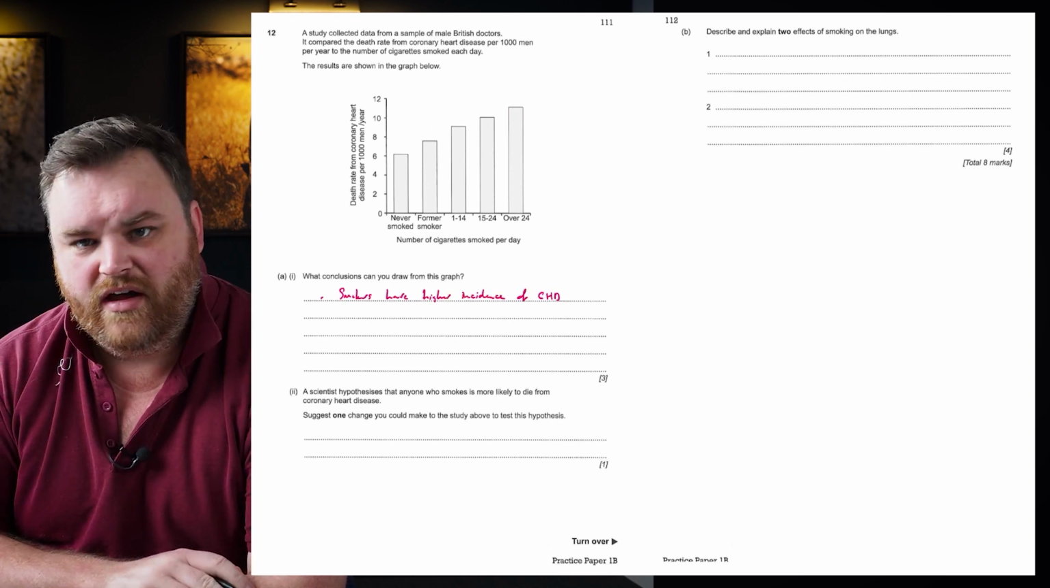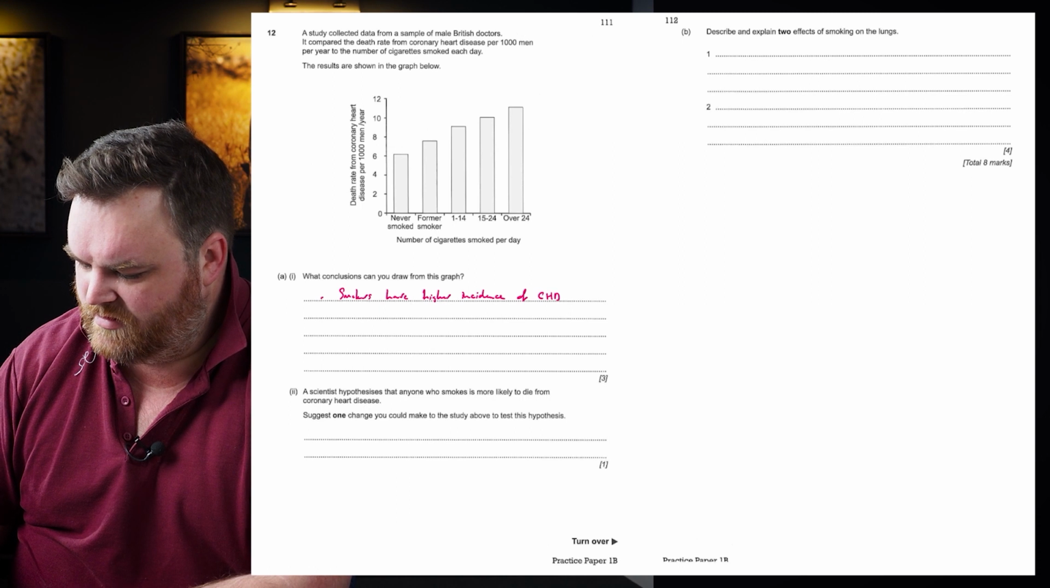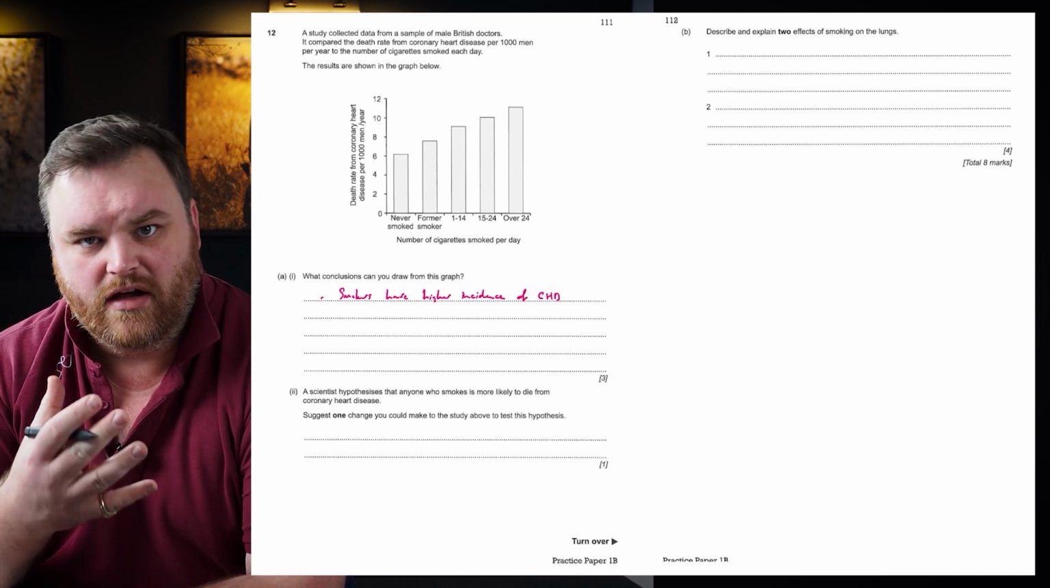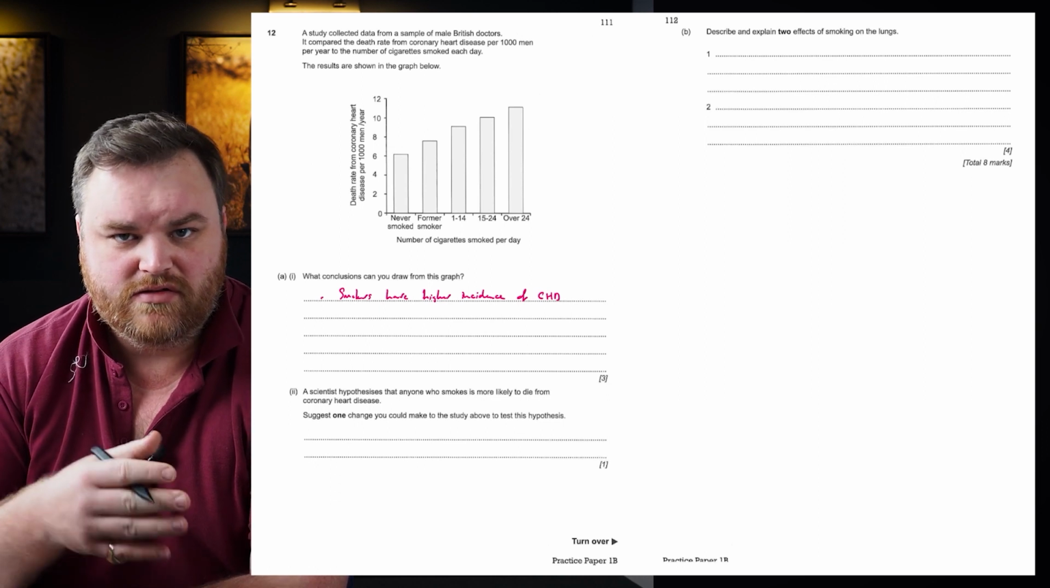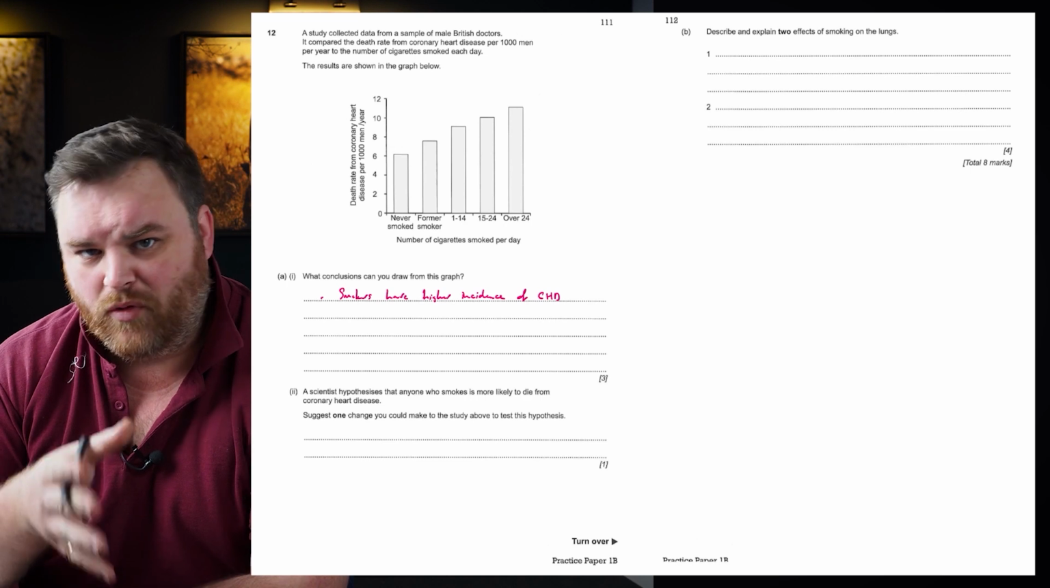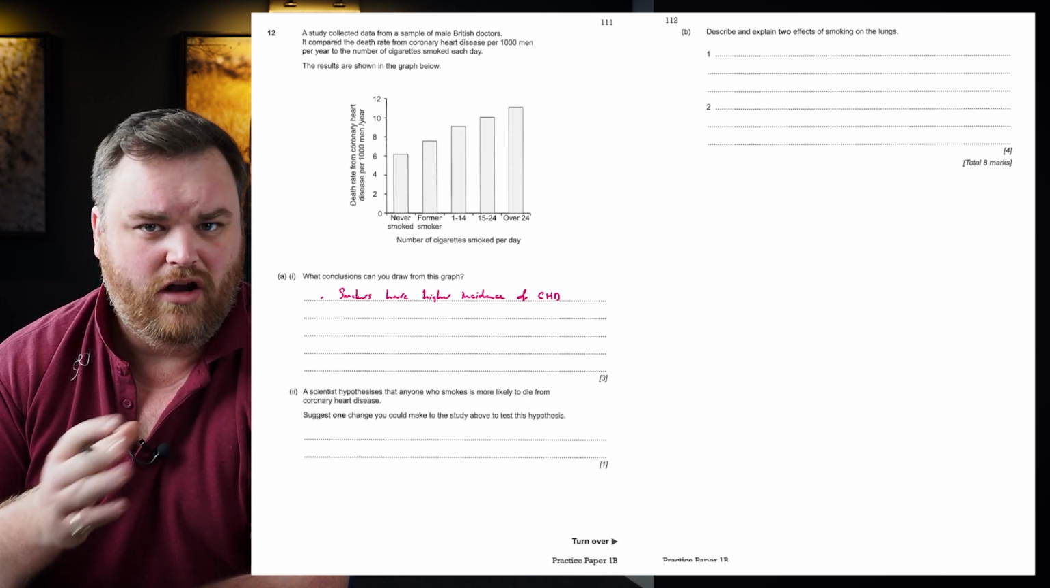Okay, second point is then to be comparing the never smoked and the former smokers. So former smokers are less likely to die from coronary heart disease than those who do smoke. So if you give up smoking, you reduce your risk. That's one point. The other point then is that those who have never smoked have the lowest risk.